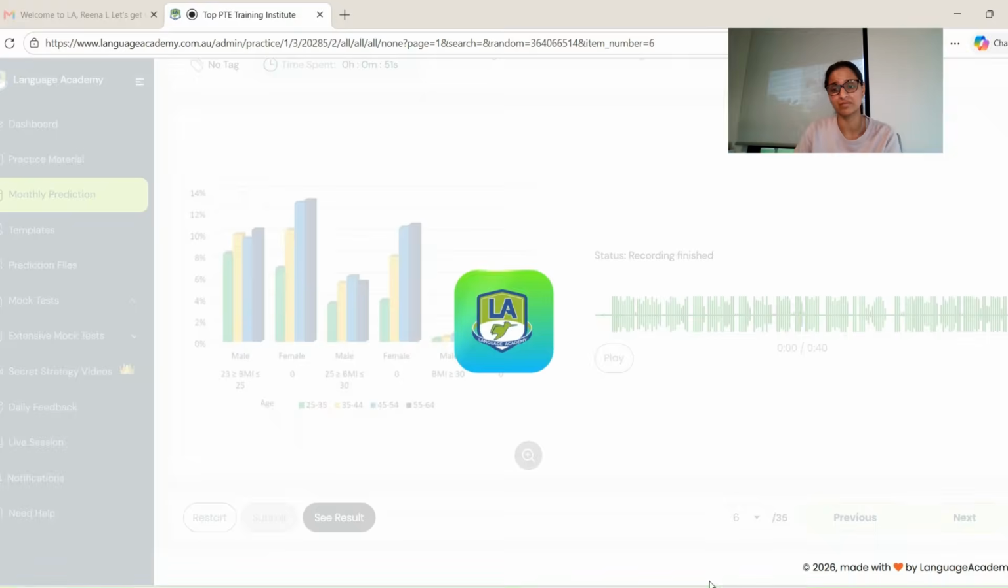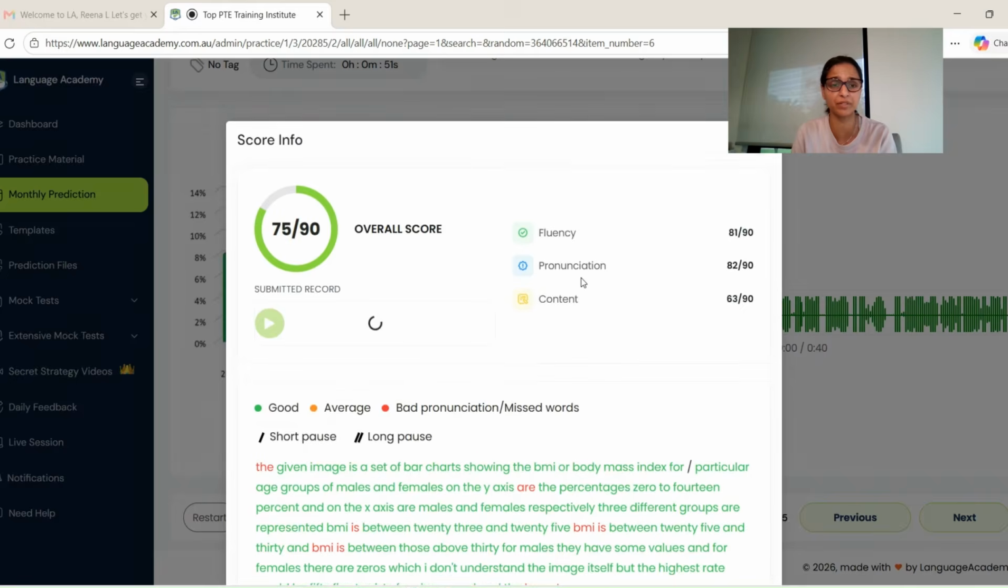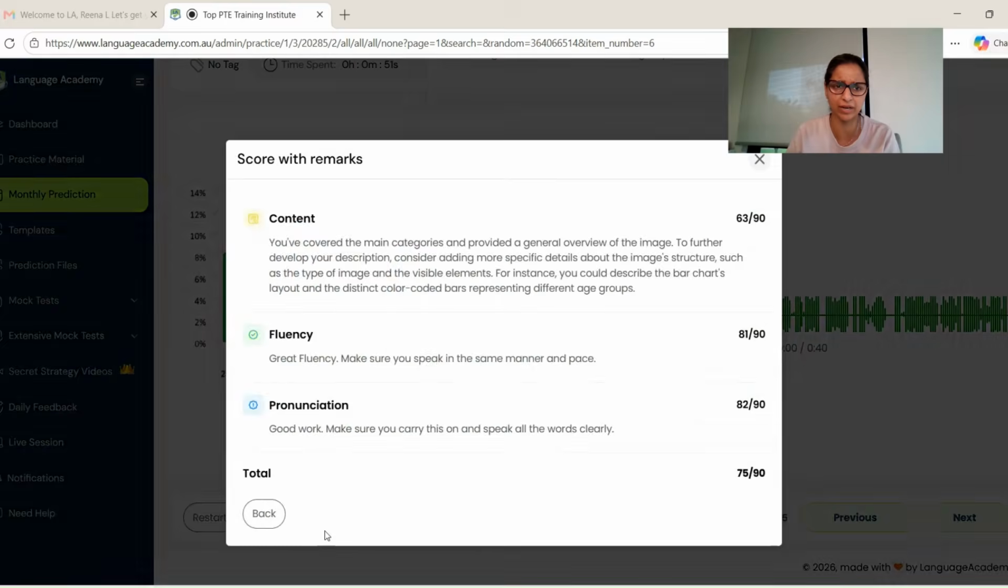Let's find out. I do not know how they mark it, but let's find out how it went. I just love experimenting with new platforms, which is really great. Good on you guys for those of you who are developing your platforms. Here we are. Once again, it marked me pretty low for content, which is a bit rubbish. Let's look at their remarks.